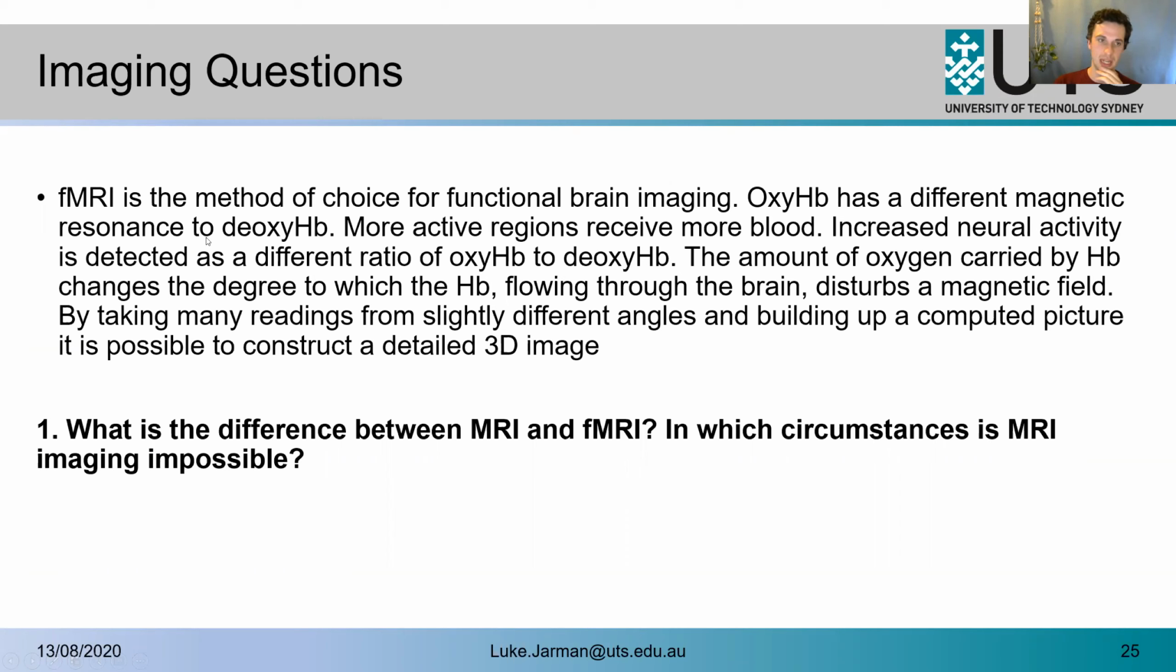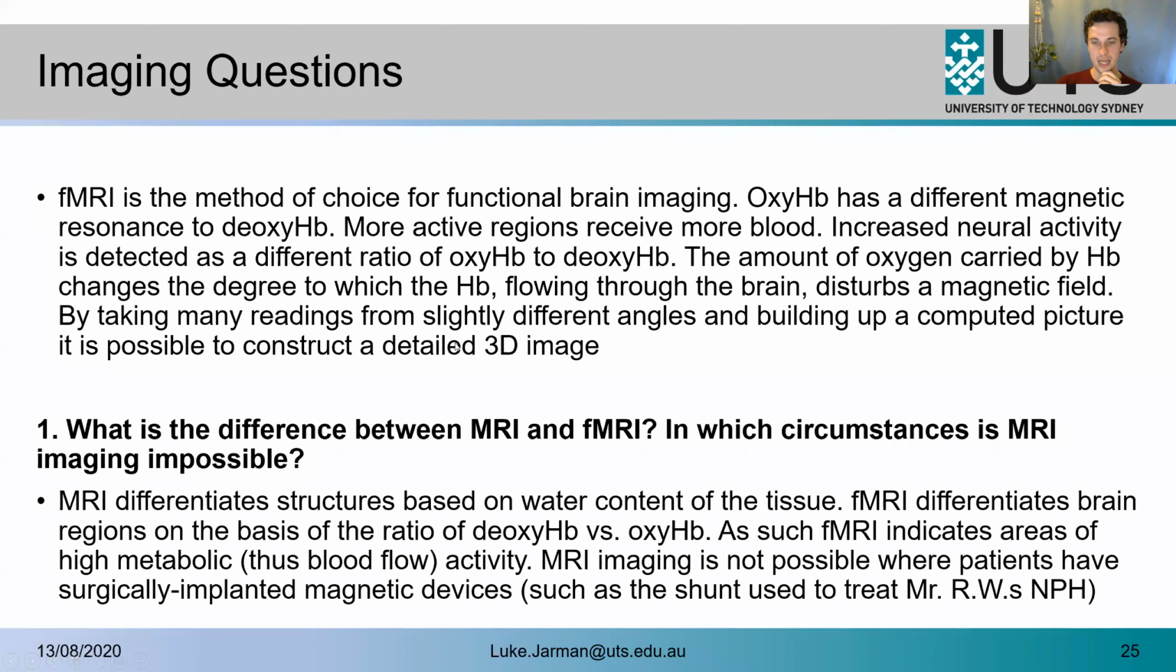Also, increased neural activity is detected as a different ratio of oxyhemoglobin to deoxyhemoglobin. So the amount of oxygen carried by hemoglobin changes the degree to which the hemoglobin flowing through the brain disturbs the magnetic field. Again, this is just talking a little bit about the physics of how an fMRI works.